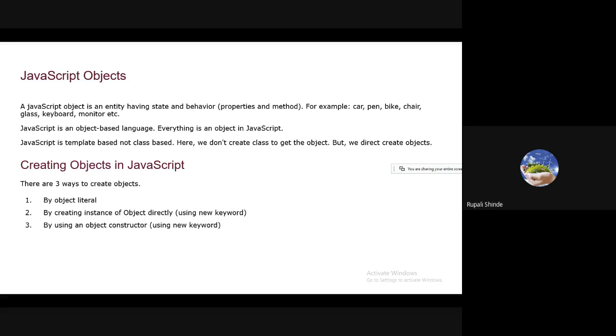There are three methods by which we can create the object. First is by object literal, second is by creating an instance of object directly using the new keyword, and third is by using an object constructor. By using these three methods we are going to create the object.